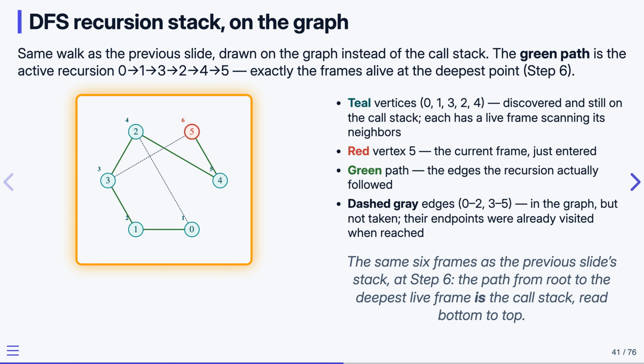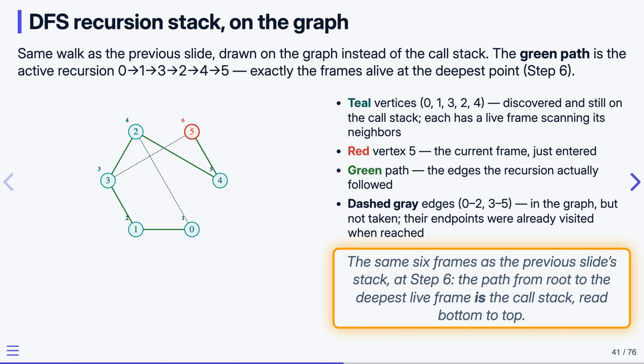This is the same walk as before, but now drawn on the graph itself instead of the call stack. The green path is the route the recursion actually took, 0, 1, 3, 2, 4, 5. The teal vertices 0, 1, 3, 2, and 4 are already discovered and still on the call stack. Each one has a live frame scanning its neighbors. The red vertex 5 is the current frame, just entered.